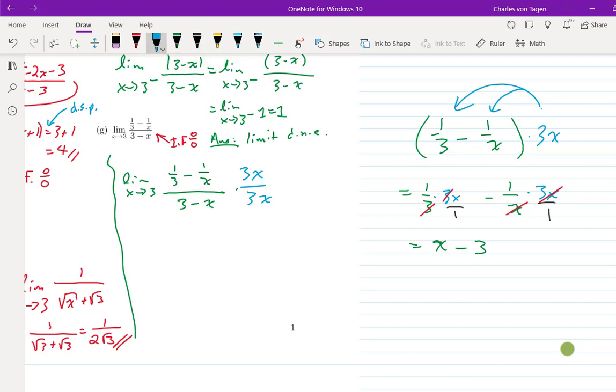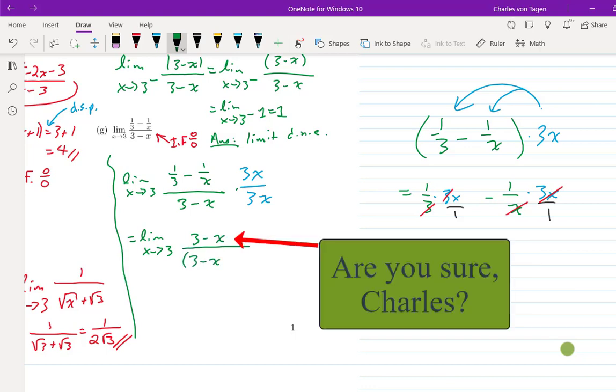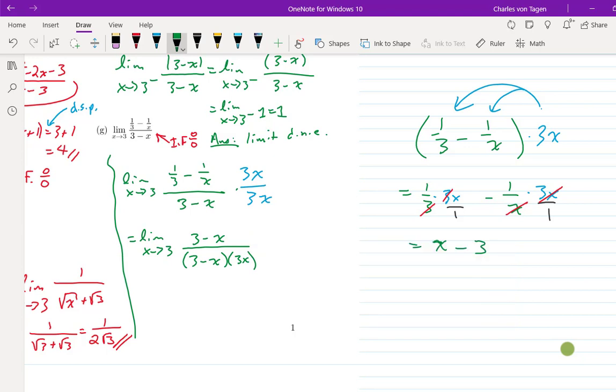Why? Because I can't just multiply the numerator by the common denominator, right? I can only ever multiply by what? By 1. So when I do this, this leaves me with the limit as x approaches 3 of 3 minus x all over 3 minus x times 3x. Isn't it x minus 3? Ooh, great catch. Good catch, folks. X minus 3.